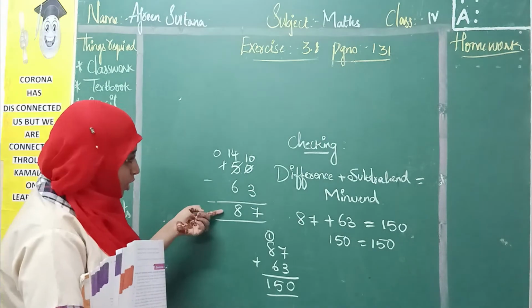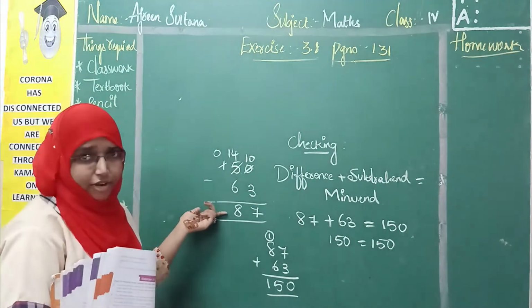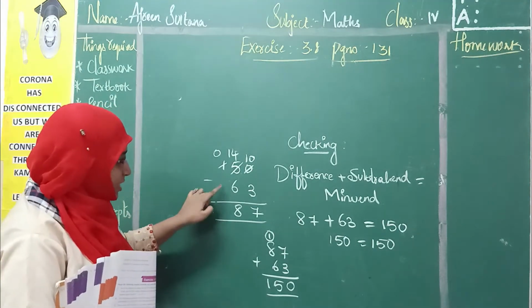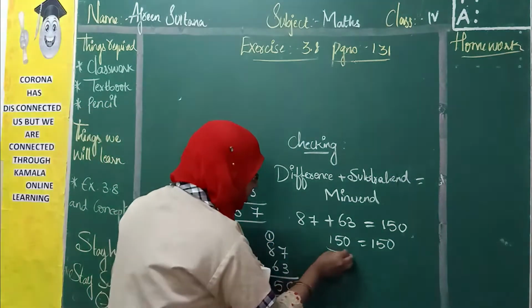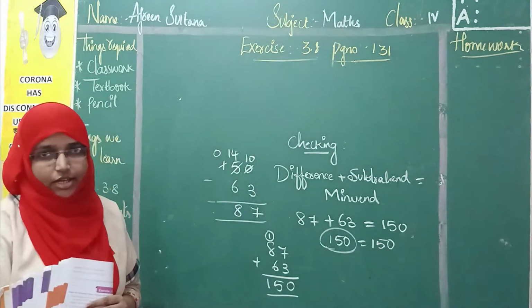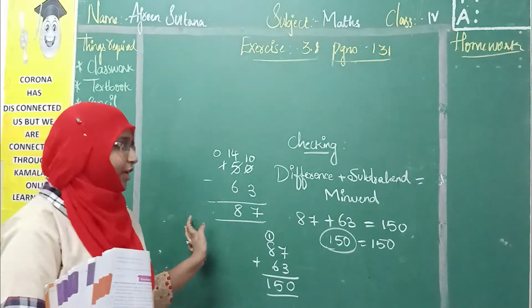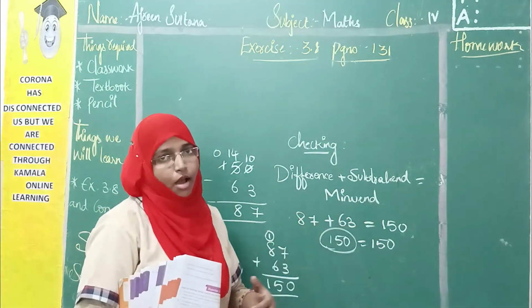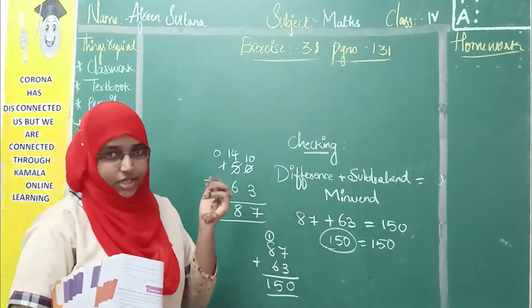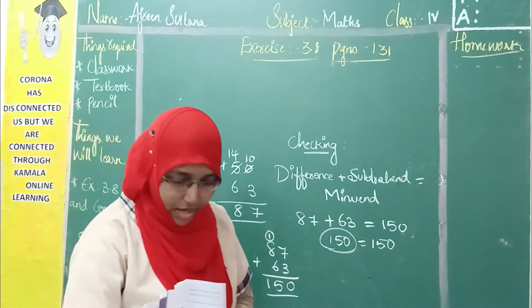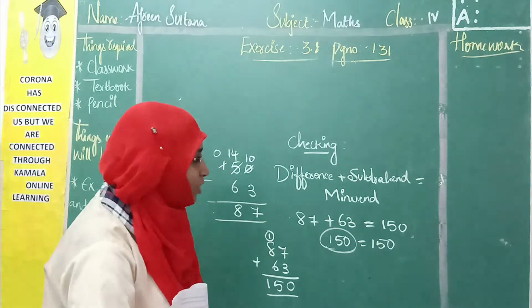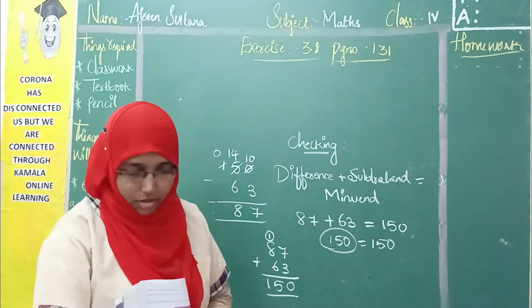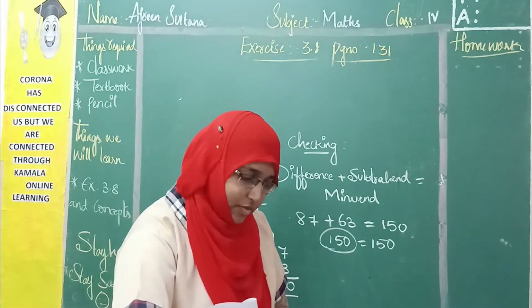So whatever answer I got here, that is 87, is exactly right, because when I added the difference and the subtrahend, I got the minuend, that is 150. This is how you will verify. The formula we use to verify is difference plus subtrahend is equal to minuend. You have already done this in exercise 3.7, but there we did it directly. Now we need to write the formula and then verify.